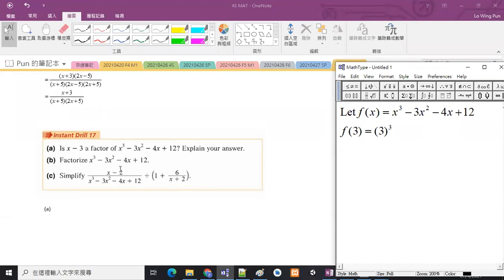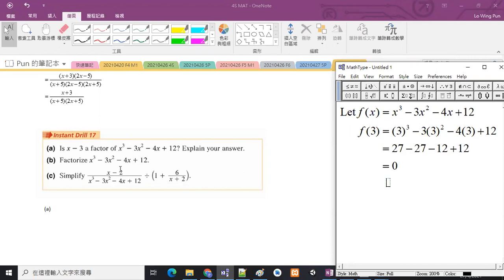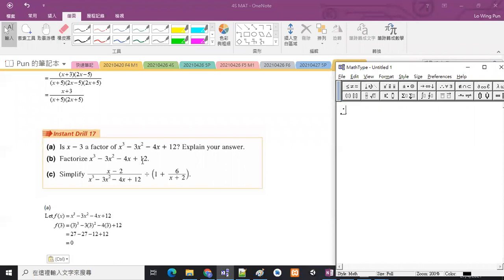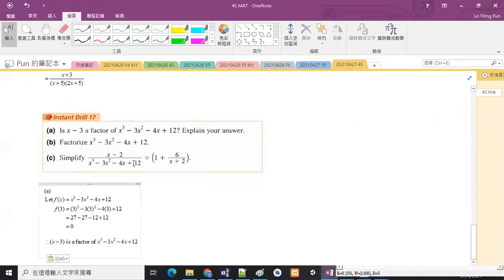Okay, it is equal to 3 cubed minus 3 times 3 squared minus 4 times 3 plus 12. And it should be equal to 27 minus 27 minus 12 plus 12. That is 0. Which means that we conclude that x minus 3 is a factor of x cubed minus 3x squared minus 4x plus 12. So that is the conclusion of part A.